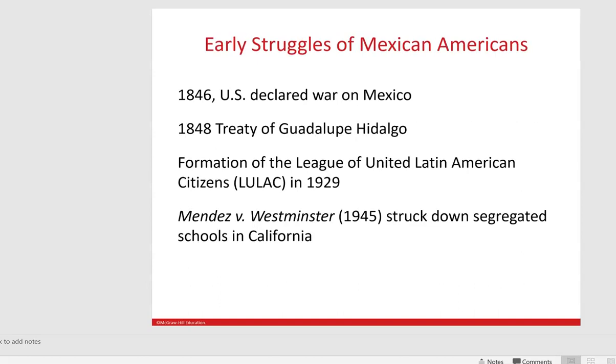The U.S. declared war against Mexico in 1846 because of land disputes. By 1848, a treaty was drawn up that left Mexico ceding the land to the United States.